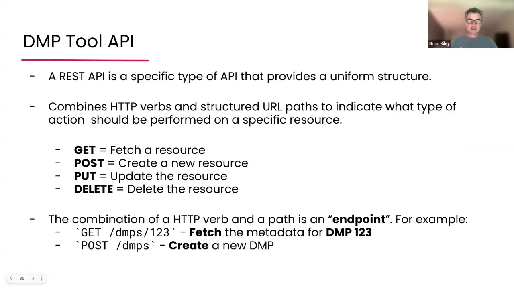So the DMP Tool API is specifically a REST API. And what a REST API is, it uses HTTP verbs and structured paths in the URL to indicate what type of action should be performed on a specific resource. So a GET is a fetch, POST would create a new thing, PUT would update it, and DELETE would delete that resource. So some examples within the DMP Tool API are GET DMPs 123 would get that specific DMP's metadata for you, and then POST DMPs would create a DMP. Next slide.